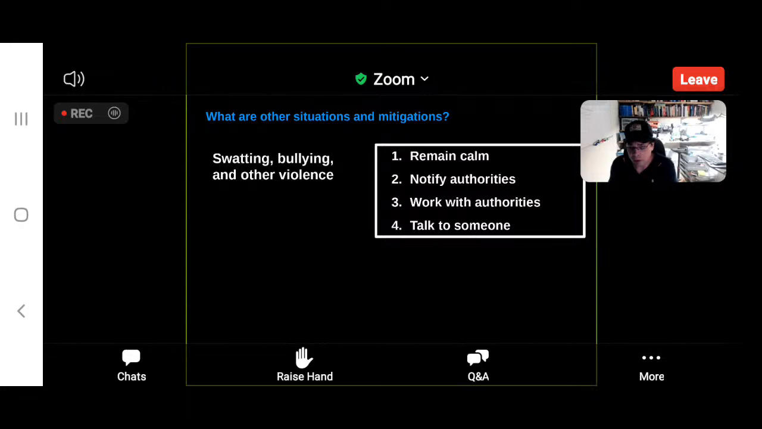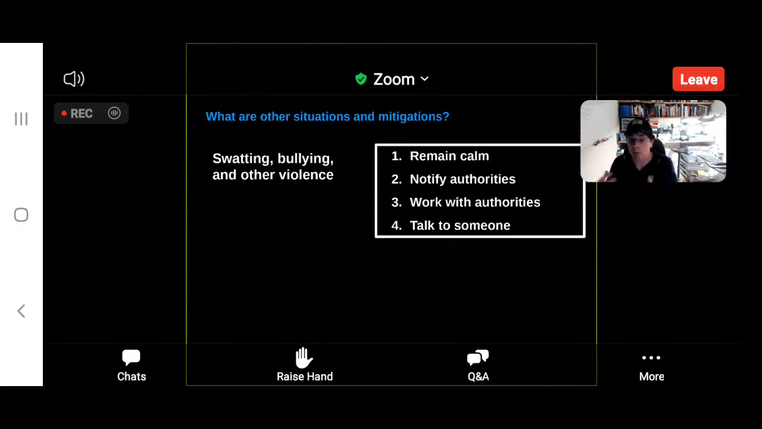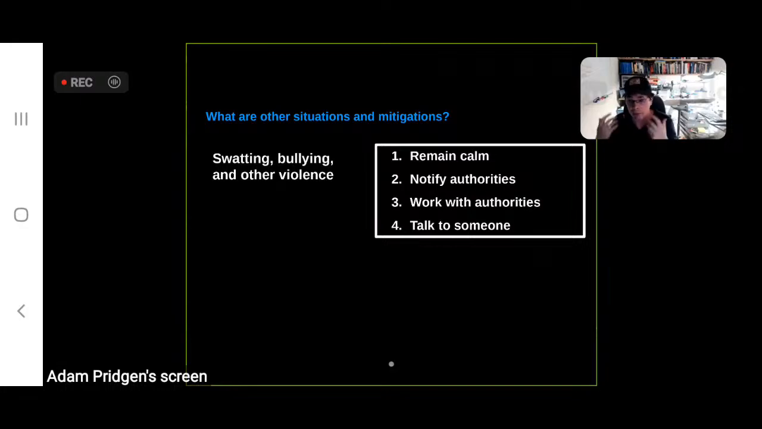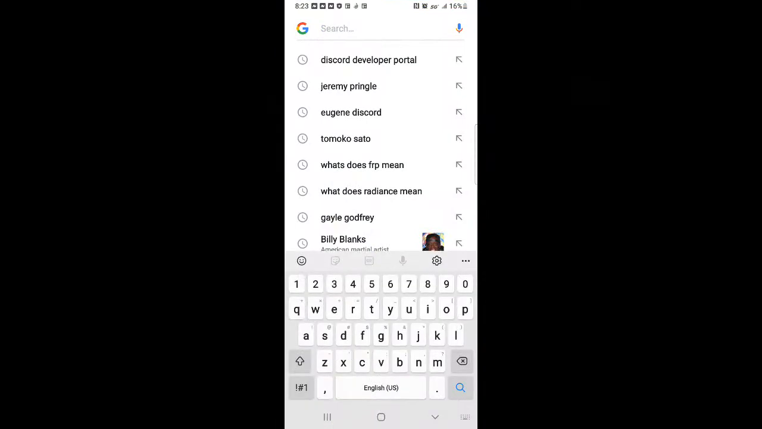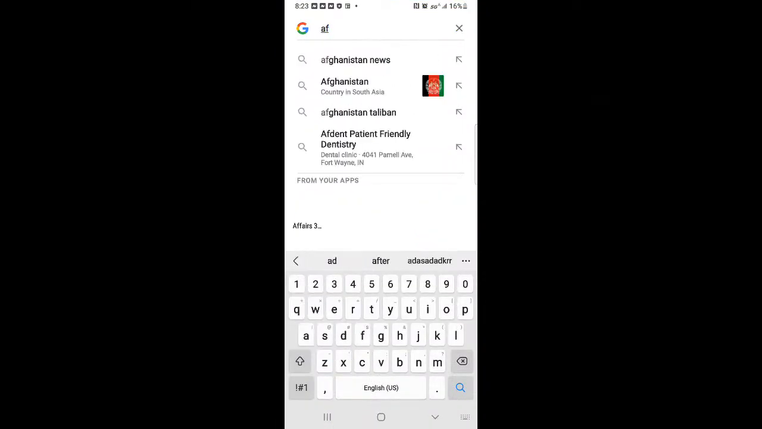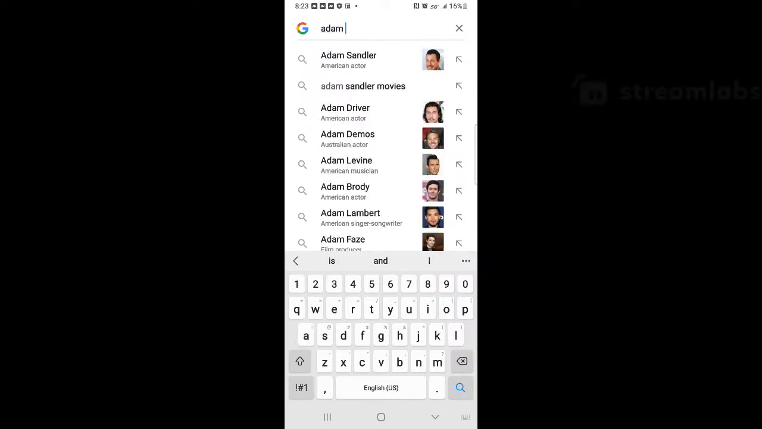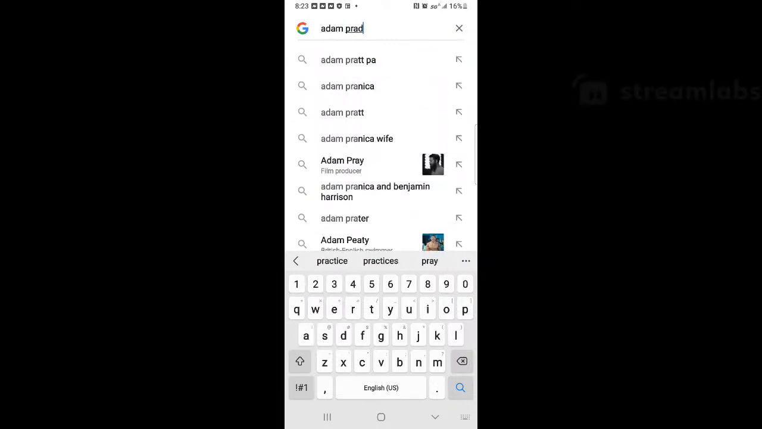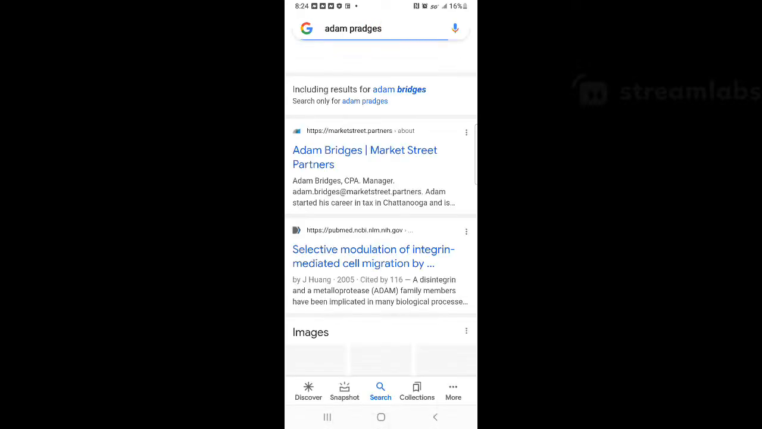When it comes to swatting and bullying, these are very sensitive topics. I don't try to tell people anything. I try myself to remain calm. If I ever come across any instances of this, I notify the authorities, and I also work with them. If I become too overwhelmed, I'm not afraid to go and talk to somebody and ask for assistance, because under these circumstances it can become an emotional stress and a burden, and it shouldn't be that way.